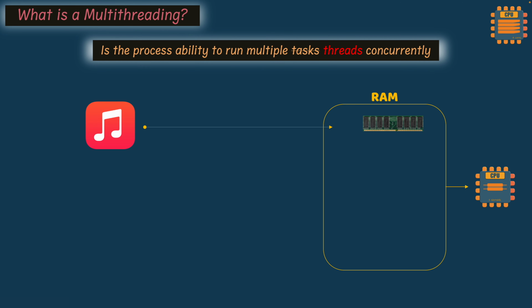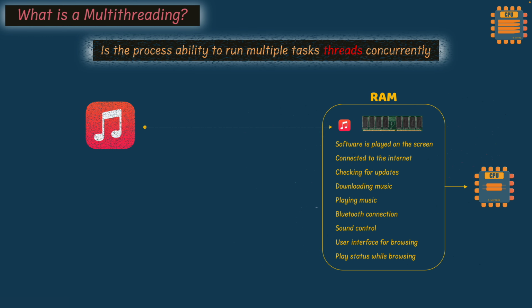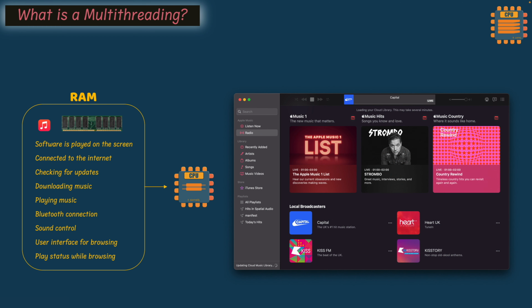I'll take Apple Music as an example. As mentioned earlier in this tutorial, when you double-click on the Apple Music icon, the operating system creates an instance of the software in random access memory and runs it as a process from there, through one of the CPU's threads. Now, Apple Music itself is running multiple tasks concurrently, so you need to have a software player on the screen while connected to the internet.